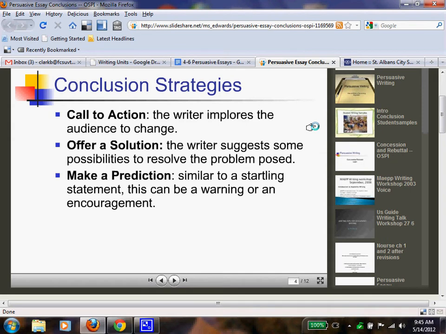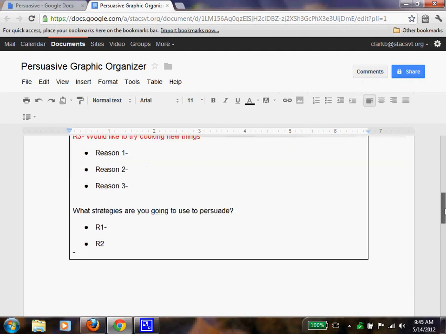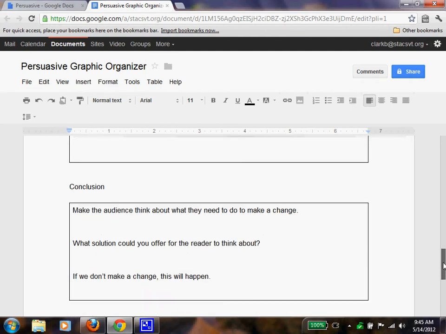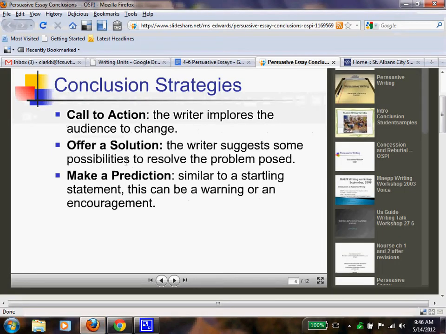Here are some strategies that you can use, and these are all highlighted in your graphic organizer. If you look at your graphic organizer down at the bottom, you have your body paragraphs that we've done, and then you have your conclusion. You have your 3 sections, and those 3 sections are the same exact as these. There's a call to action. The writer implores the audience to make a change. You're asking them to do something.